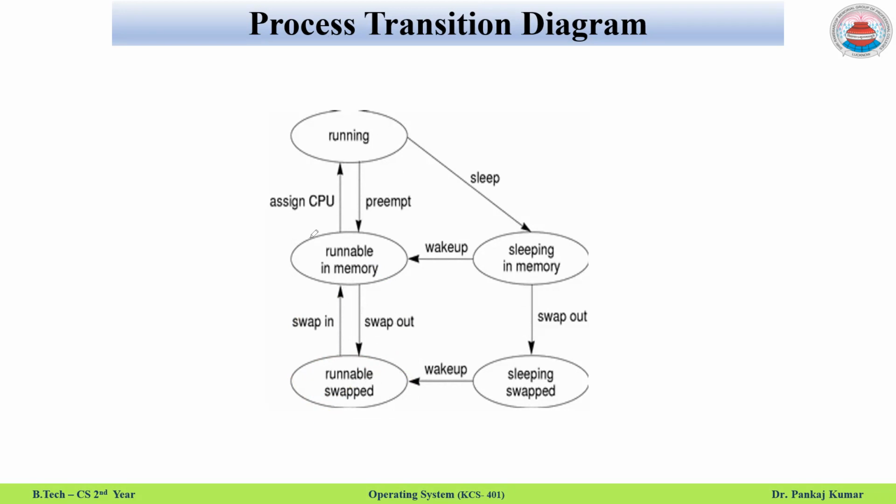So this is clear now. Any process is running. If the process is preempted, its state changes to runnable in memory, meaning it is waiting and stored in memory with the tag, you can say, runnable. And if it is moved from RAM to secondary memory, then it is called swapped out. And if any runnable process stored in hard disk is moved from hard disk to RAM, it is called swap in.